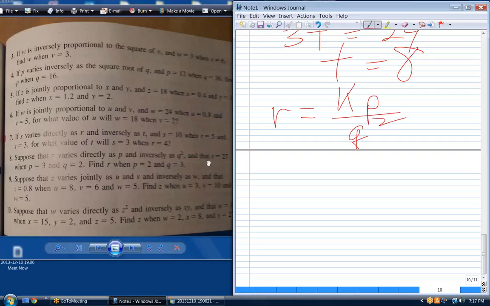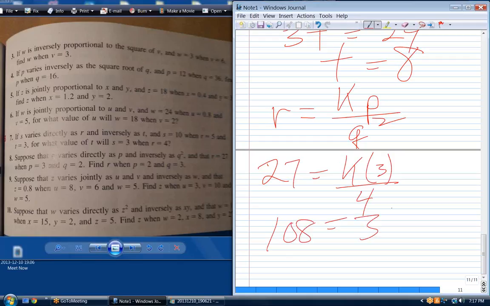Alright, so get 27 equals K times 3 divided by 4. So multiply everything by 4. You get 108 equals 3K. Well, this one doesn't come out to be nice and even. Yep, it's 36. Oh, what am I thinking? Yeah, I was trying to do it in my head.